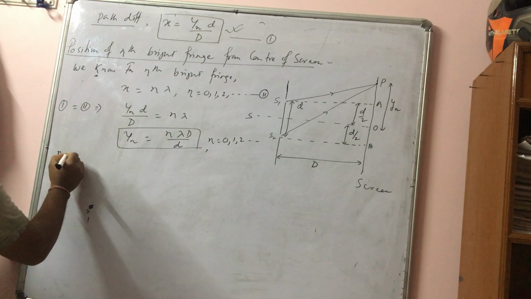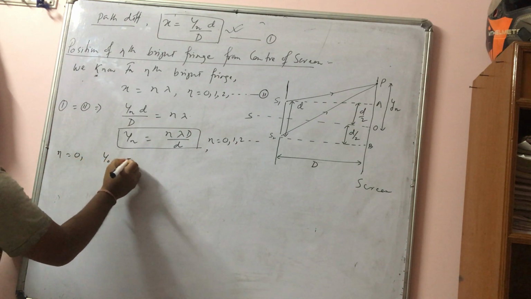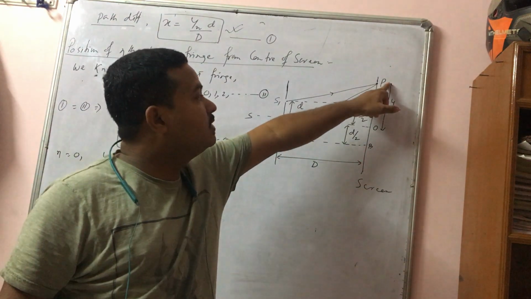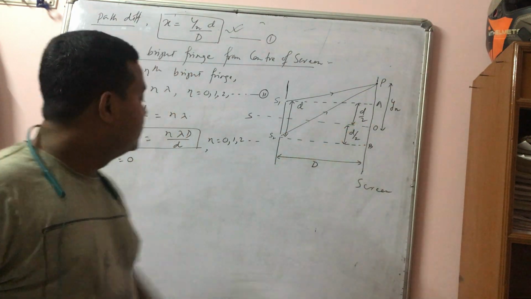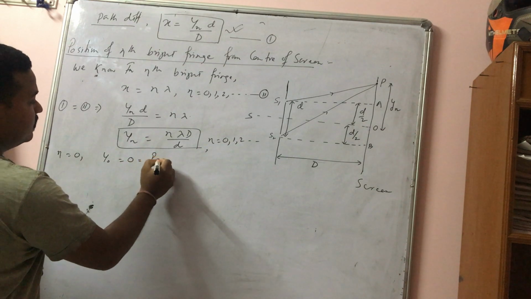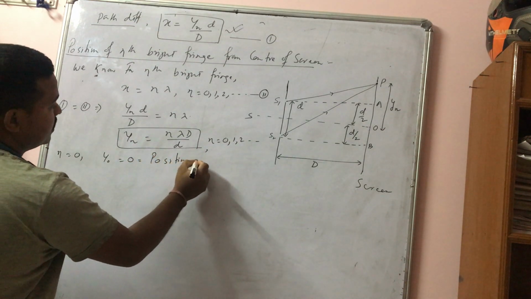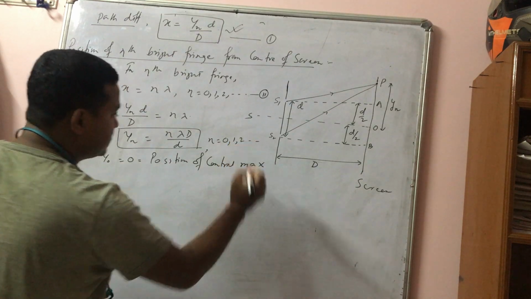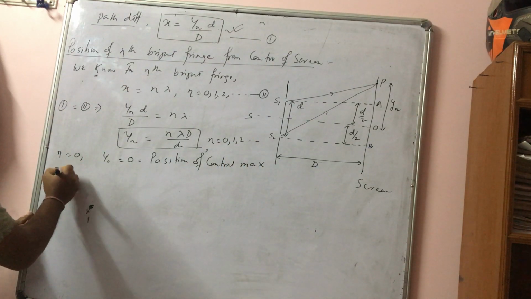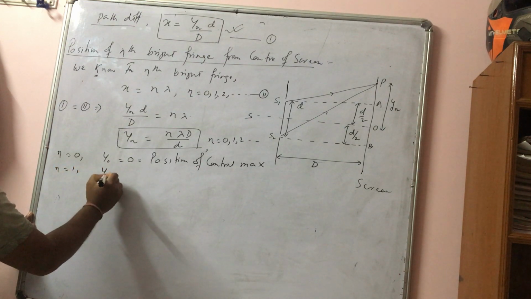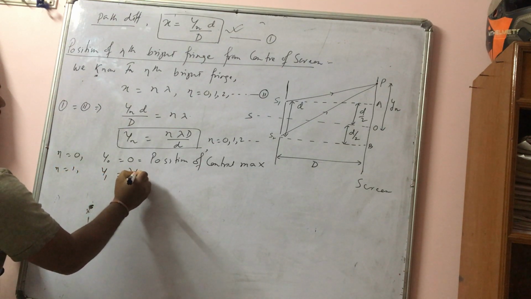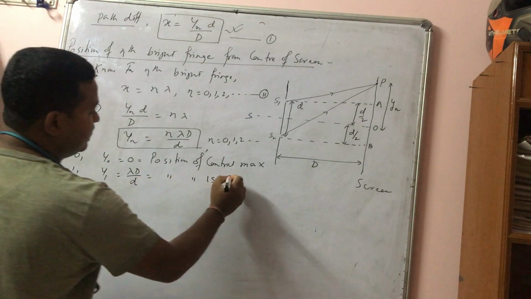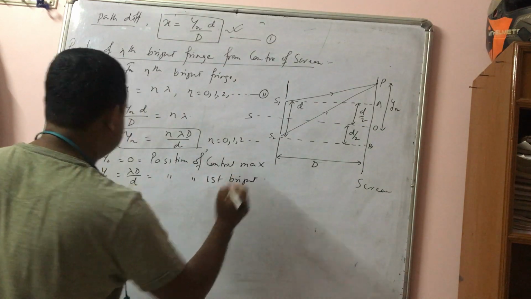If we put n equal to 0, y0 will be 0. y0 equal to 0 means the point P is lying on the center. So this is the position of the central maximum, where max means maximum intensity. If you put n equal to 1 here, y1 is lambda D by d. So this is the position of the first bright fringe.